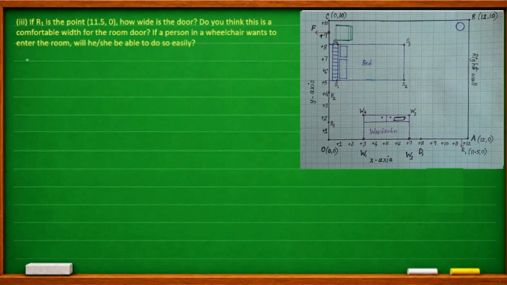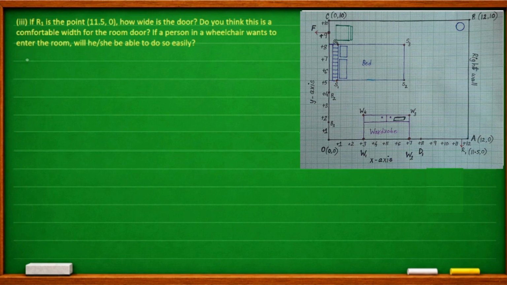Now the next question is, if R1 is the point 11.5, 0, how wide is the door? Where is R1? Here. R1 is the point at 11.5, 0. Why 11.5, 0? 11.5 distance on the x-axis and 0 on the y-axis. So this is lying on the x-axis, so obviously the y coordinate will be 0. So 11.5, 0 is represented on the x-axis.